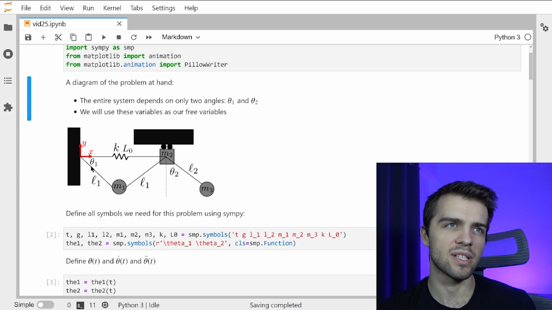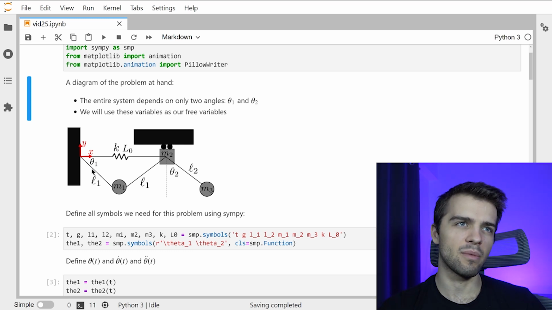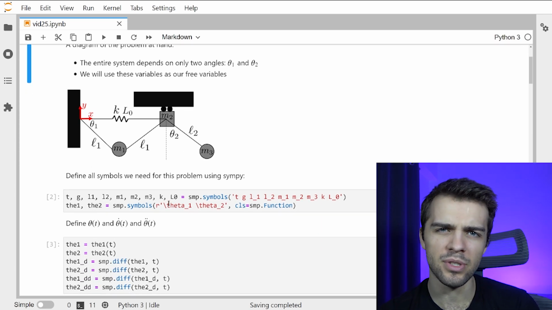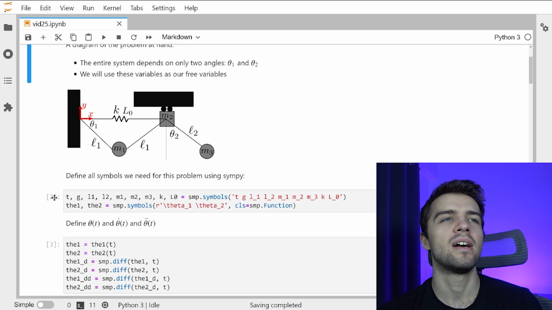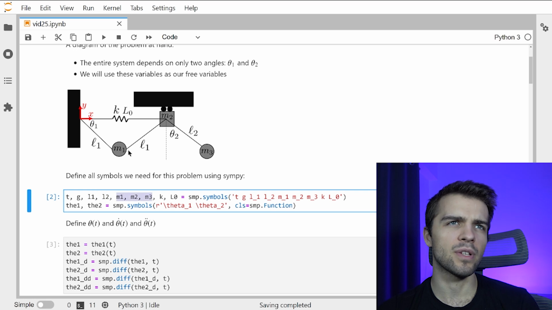So obviously those will be the free variables we use when solving this problem, because they're the easiest. So theta 1, of course, is this angle here. And as the spring contracts, theta 1 will get bigger. And as this thing swings to the side, theta 2 will change. So we'll define all the symbols that we need in this problem in SymPy. So the first two obviously are t for time, g for gravity. We have L1 and L2 representing the lengths here, and then this length here. M1, M2, and M3 for the mass of all three masses. K for the spring constant, and then L0 for the natural length of the spring.